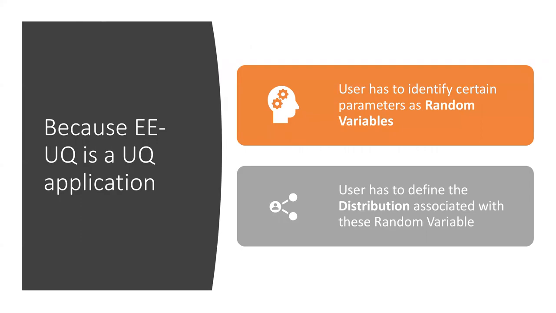Now, because EEUQ is a UQ application, it requires the users to do additional things that they don't have to do in a traditional earthquake engineering application. Basically, the user has to identify which parameters in their input should be treated as random variables. And then once they identify those parameters, they have to define some distribution associated with those random parameters.